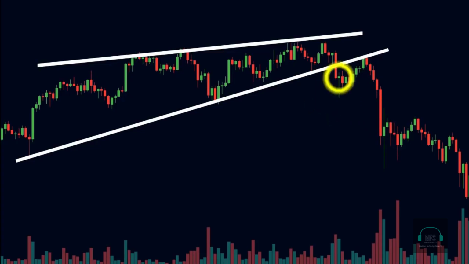The breakout happens on this candle. So we look at the volume for confirmation. We can clearly see that the volume on the breakout candle was way more than the average volume. We can enter on the close of this candle.